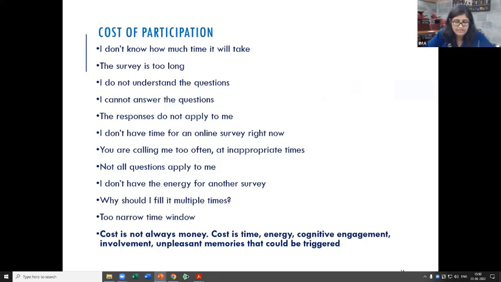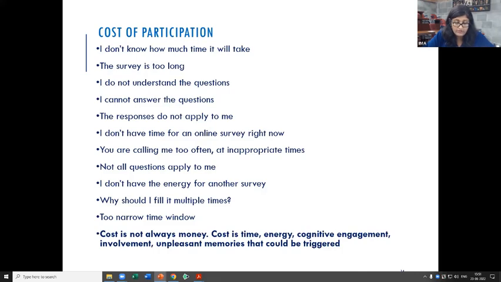It's not just time. It's also that it's too long. People don't understand questions all the time, and that's because you have not written it in a way that people could understand. Or, like one of you said, the responses don't apply to me, so what do I do? Or maybe I'm traveling and I don't have access to Wi-Fi right now, so how do I fill it out? Or maybe you're calling me too often on the phone when I'm in class and you're bothering me. So that comes at a cost to me. I don't have energy for another survey. Everyone is giving me surveys. I don't have the energy.